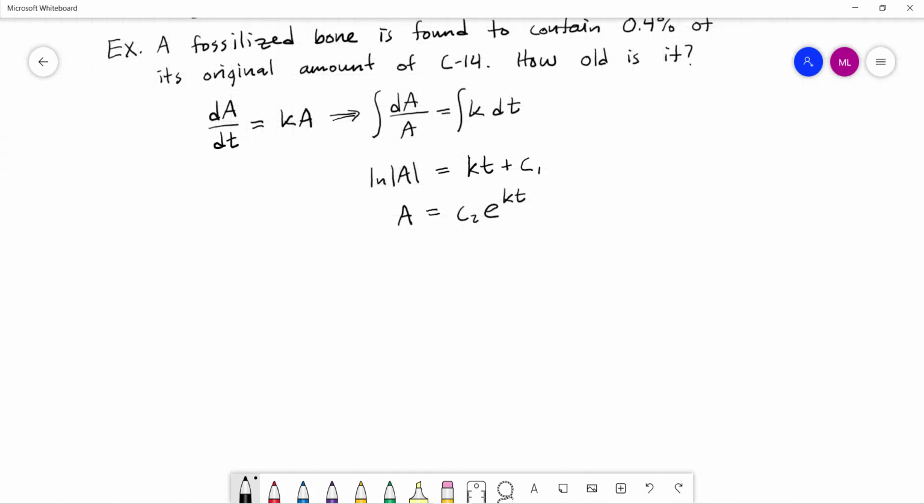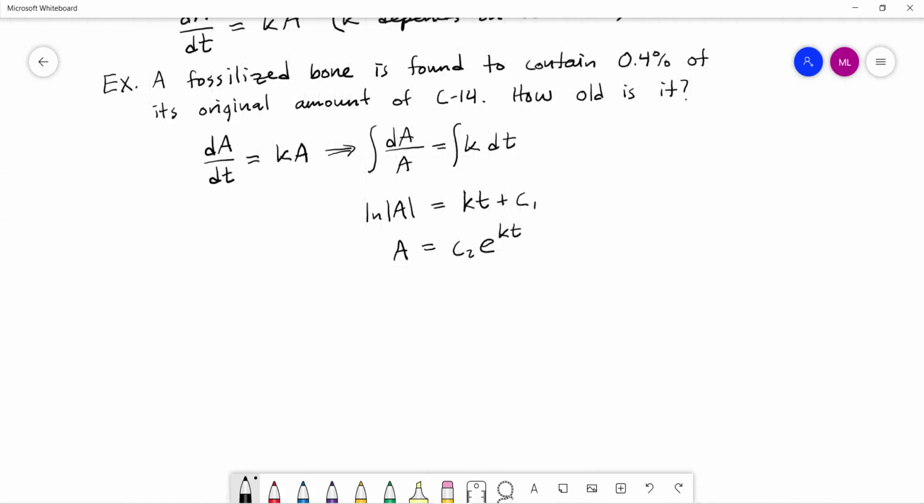So let's just say, hypothetically, let's come up with an initial condition. They didn't tell us how much carbon-14 should be in there initially, so let's just make up an amount, and then we can do everything in relation to this made-up amount. So let's let the amount of carbon-14 at time 0, right after this creature died, be A0.